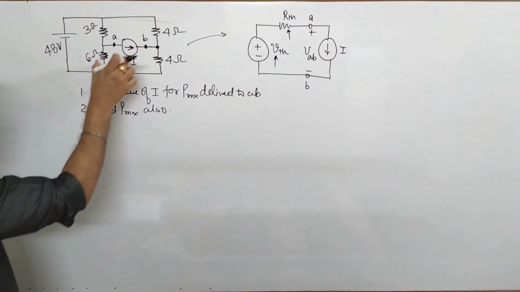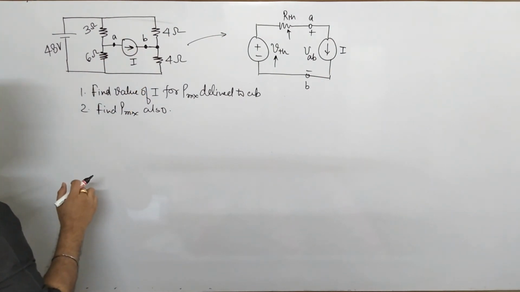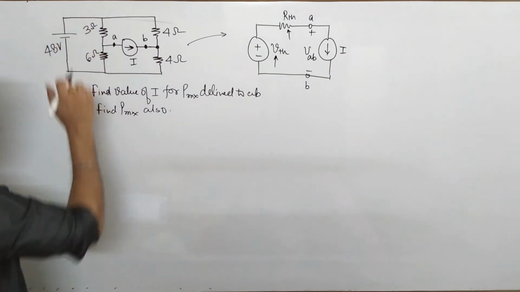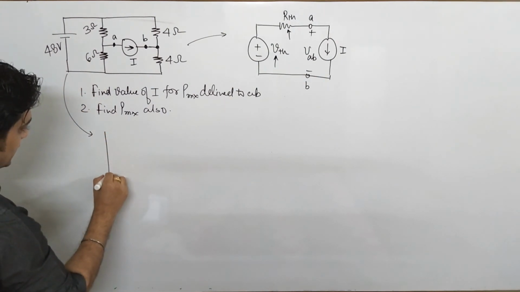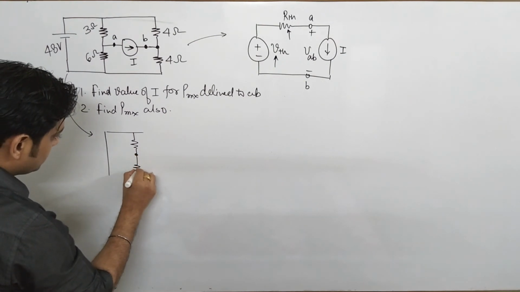We will see how we will find that value. So first of all we will find the value of RTH. Just to find the value of RTH, we remove it, and this will get short circuited. So I am redrawing this network here. So that comes to be how much? It is in this form.